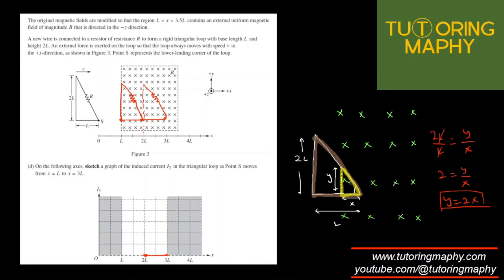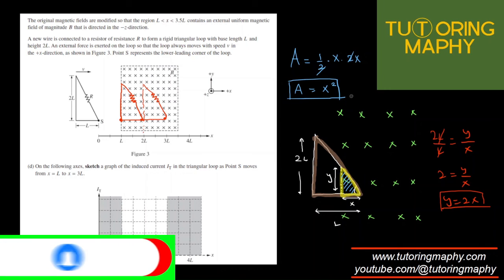If Y is 2X, then what is the area of this triangle? Because that's what all matters, right? The area of this shaded portion is half times base times height, which is just 2X. So the 2 and 2 cancel, and that's going to be x squared. Whoa, it's not linear. It's definitely not linear.